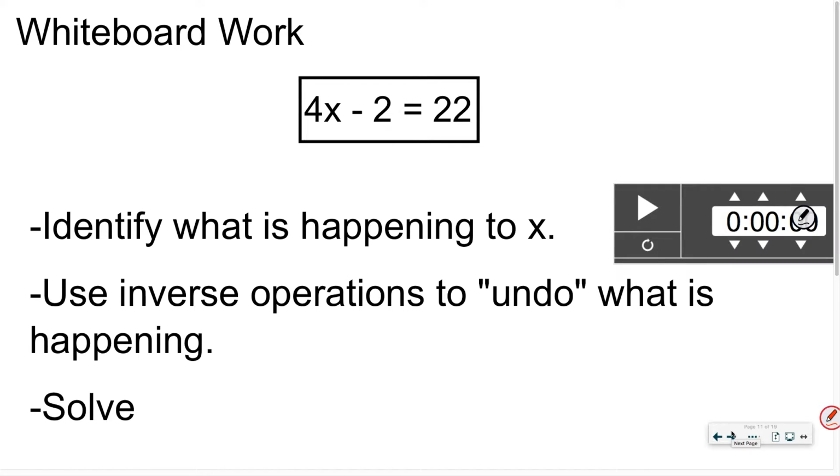Okay. You know what? How are we on time? We're running a little low. So we're not going to use our whiteboards right now. One last time, we're going to talk about what's happening and how we're going to undo that.